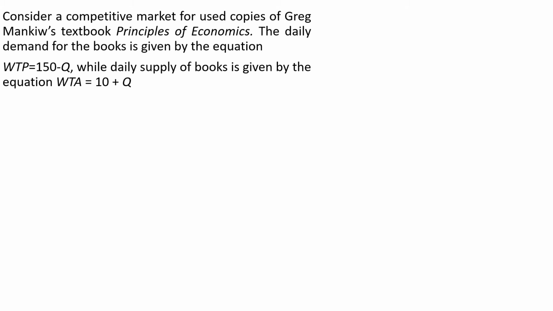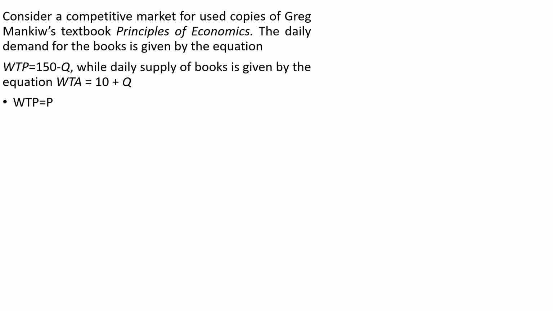This video illustrates demand and supply. Consider a competitive market for used copies of Greg Mankiw's textbook, Principles of Economics. Suppose the daily demand for the books is given by the equation willingness to pay, or WTP for short, is equal to 150 minus Q, while the daily supply of the books is given by the equation willingness to accept, or WTA for short, is equal to 10 plus Q.